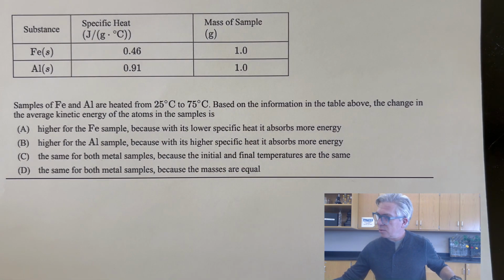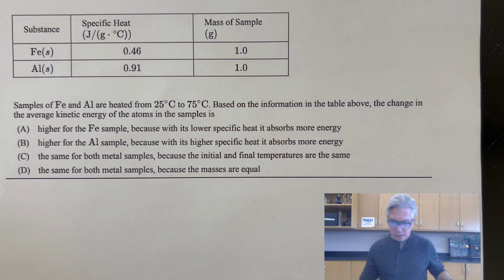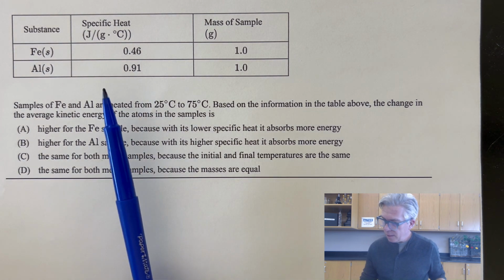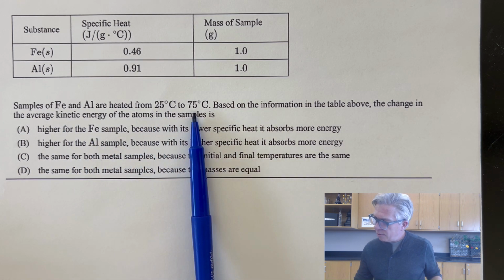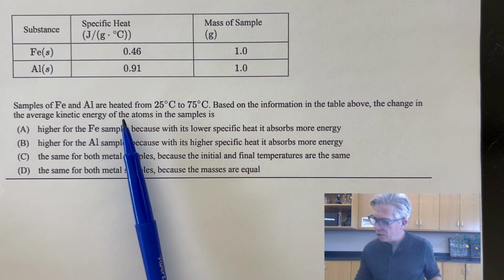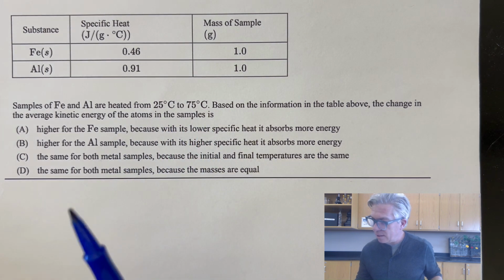Okay, next one. Take a moment and read the question. Pause the video if you need to. Here's a data table with 2 heat capacities and a mass of 1. They're heated from 25 to 75. The change in average kinetic energy of the atoms in the samples is, okay.